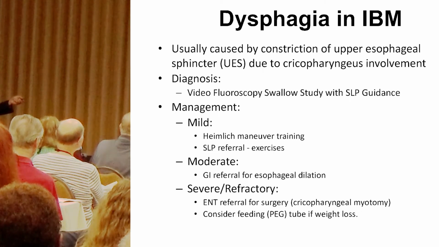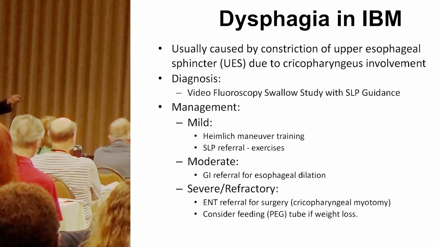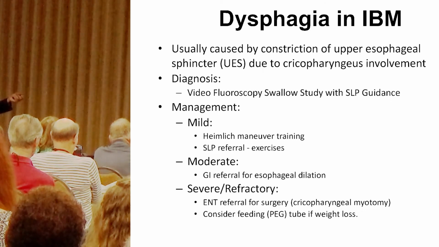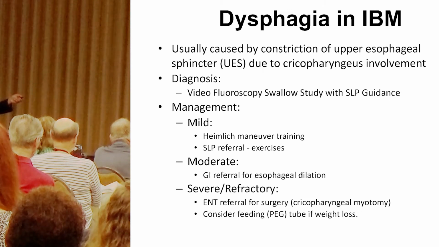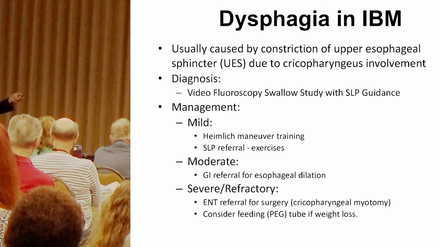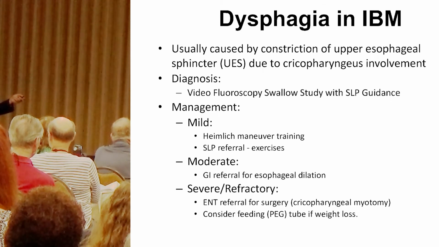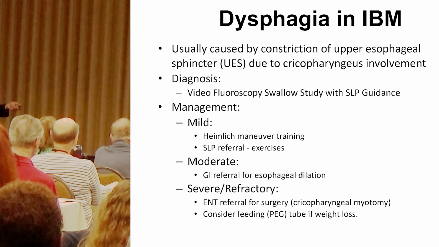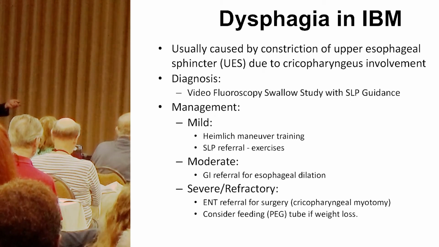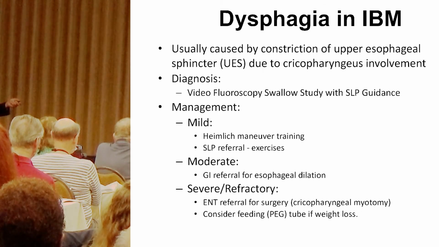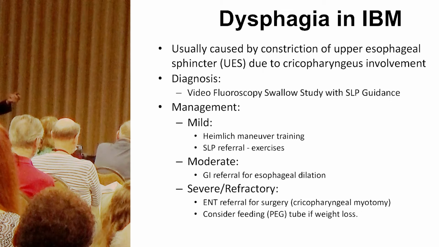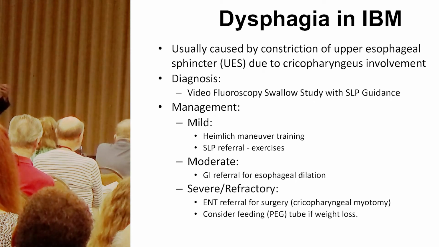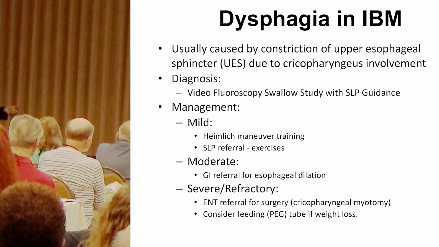Once it gets in the moderate category, if a video swallow study shows a significant constriction in the pharynx, it's often this narrowing of the upper esophageal sphincter, which often causes food to go the wrong way when you swallow. And so a common treatment for that is what's known as an esophageal dilation, in which a gastroenterologist is able to go in using endoscopy and dilate that actual constriction. And that's usually very helpful in many patients.